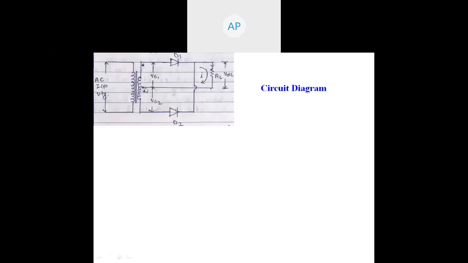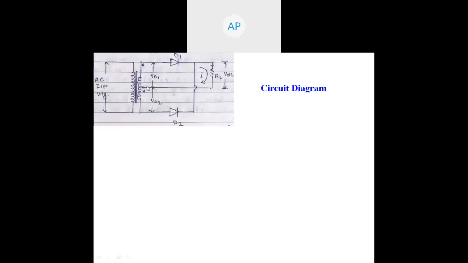So here it is a CT point, or in general a ground point will be there. Again, here the transformer is a step down transformer. Here the primary is converted into the secondary voltage by using a step down transformer. Now let's look at its working operation associated with this diagram.